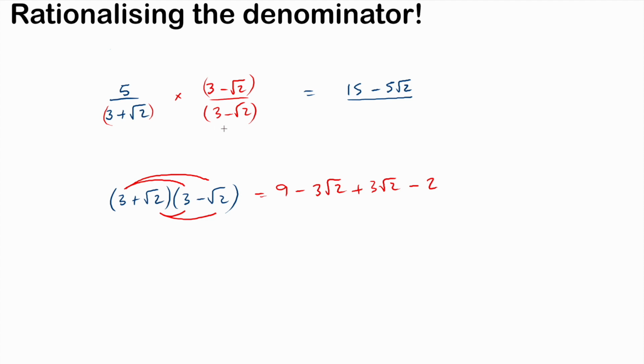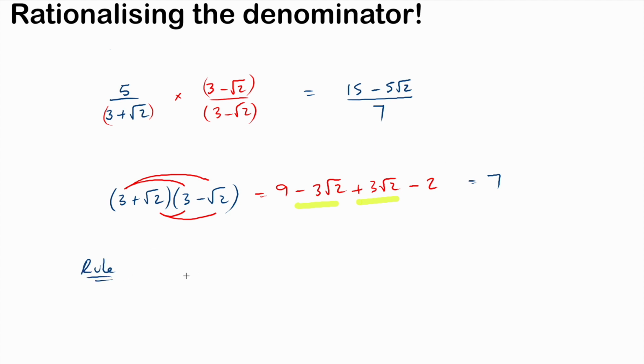Now, the whole purpose of doing this is to get to this situation here, where these two cancel. Because the point of it is rationalising the denominator. In other words, getting the root off the bottom of the fraction. So if we just simplify this now, 9 minus 2 is 7. Minus 3 root 2, add 3 root 2 is 0. So we're just left with 7. So our denominator is 7. And that has been rationalised.